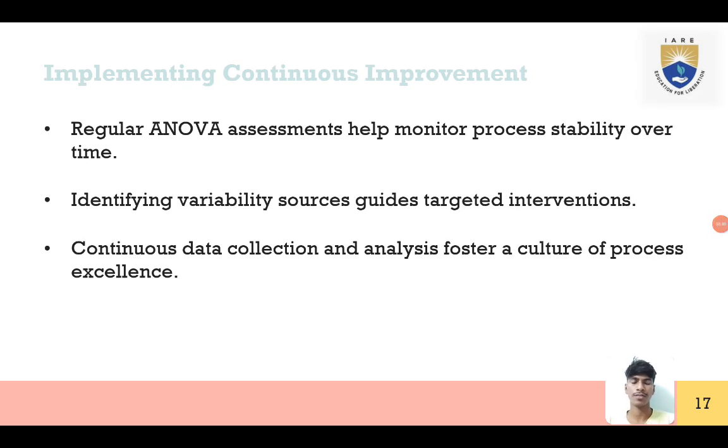Implementing continuous improvement. Regular ANOVA assessments help monitor process stability over time. Identifying variability sources guides targeted interventions. Continuous data collection and analysis foster a culture of process excellence.